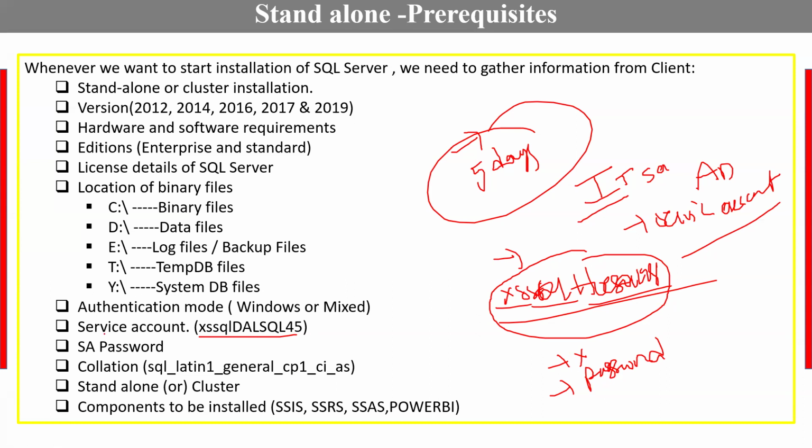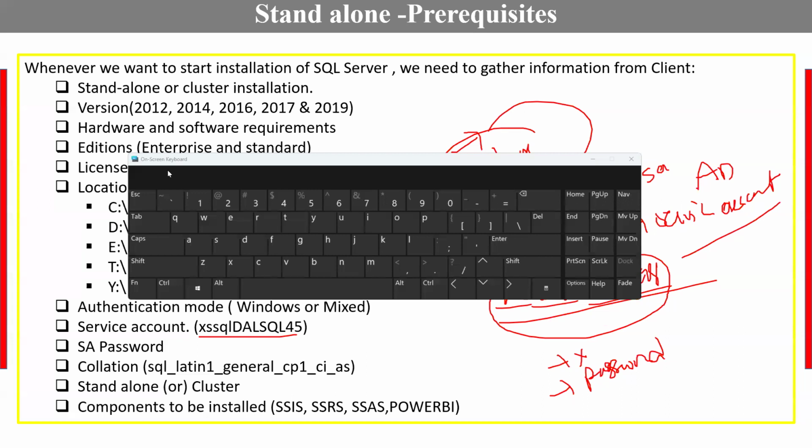For that, on your laptop, you need to search for OSK, the on-screen keyboard, to change the password. Then on your laptop keyboard, press Control Alt, and with the mouse, click on Delete. Now it will prompt you to change the password, sir.